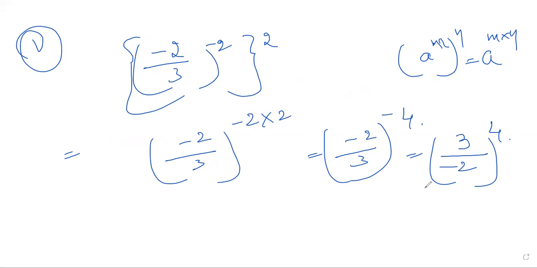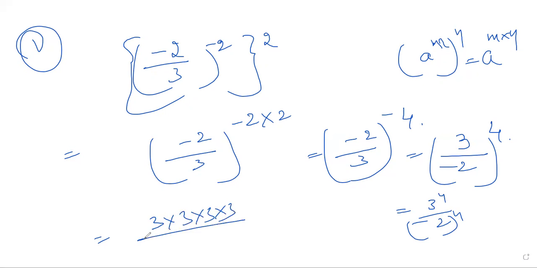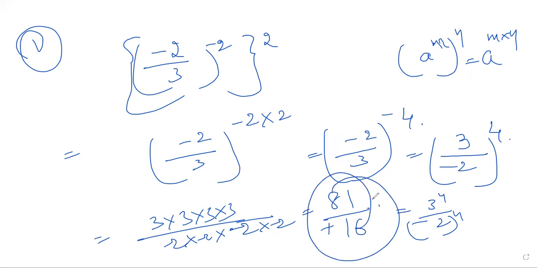Okay, children? That is equal to 3 to the power of 4 by minus 2 whole to the power of 4. What is 3 to the power of 4? That is 3 into 3 into 3 into 3, by minus 2 into minus 2 into minus 2 into minus 2. 3 3s are 9. 9 3s are 27. 27 into 3, that is 81. Minus into minus is plus, plus into minus is minus, minus into minus is plus. 2 2s are 4. 4 4s are 16. So the answer is 81 by 16.